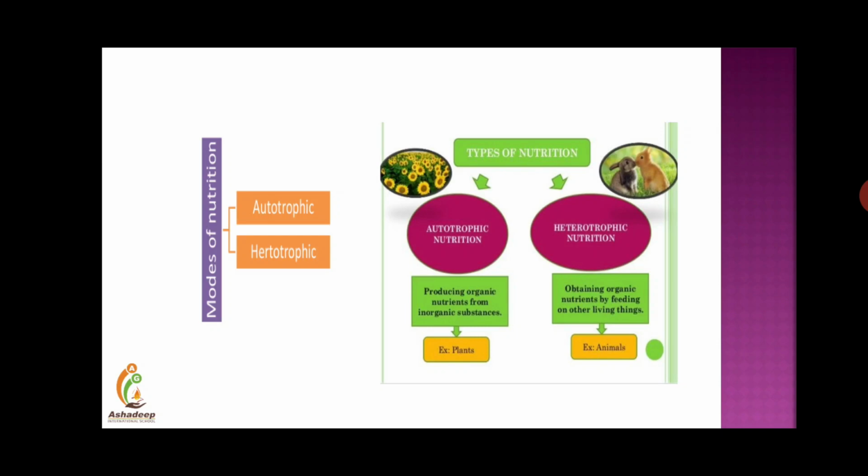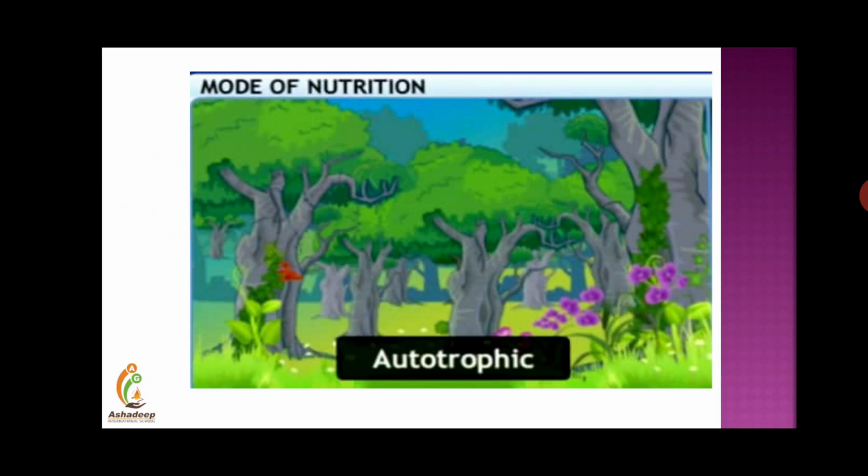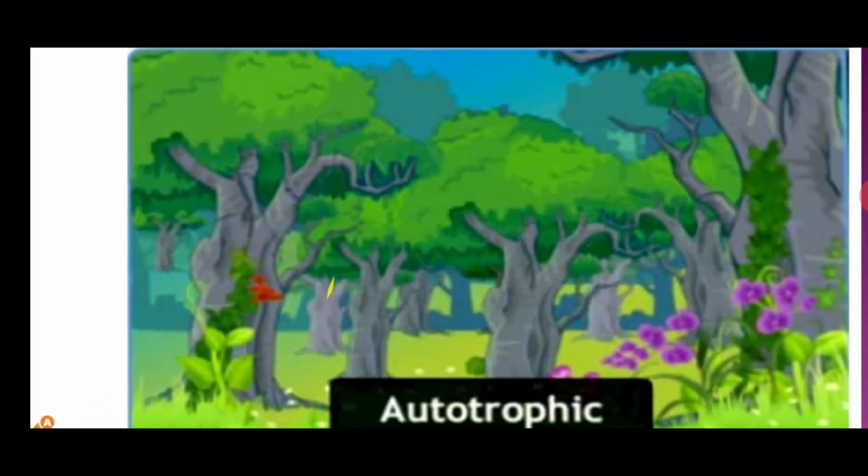Auto means self. Trop means nourishment. Plants that have chlorophyll trap the energy from the sun and prepare their own food. This type of nutrition is called autotrophic nutrition. And the organisms capable of preparing their own food are called autotrophs. Second one, heterotrophic mode of nutrition. But first of all, let us look at this picture.